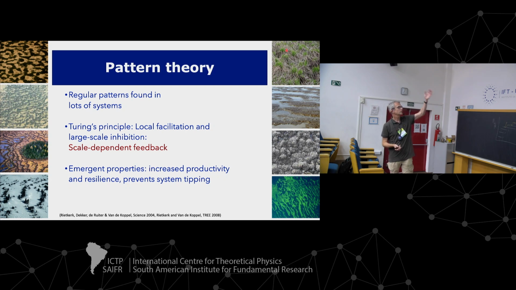Okay, and to come back, we had skill-dependent feedback, which is the relabeling of Turing's activator-inhibitor system, but put in an ecological context, and we pointed at the emergent properties of the pattern formation. Okay, this is the end of my talk.